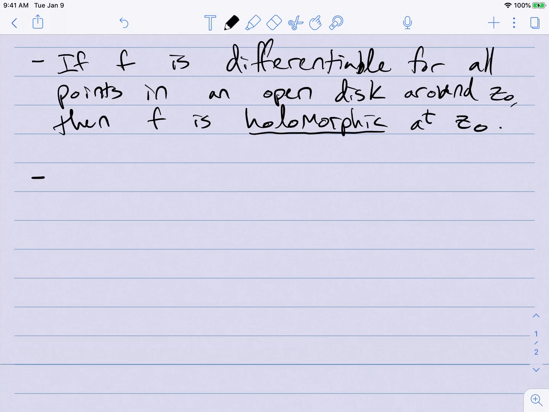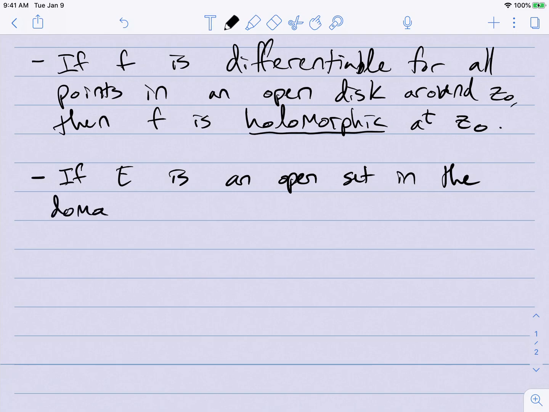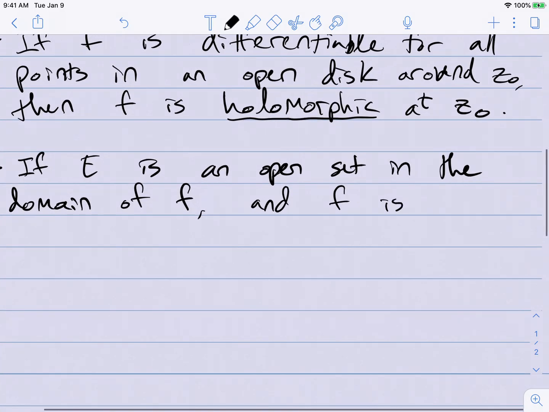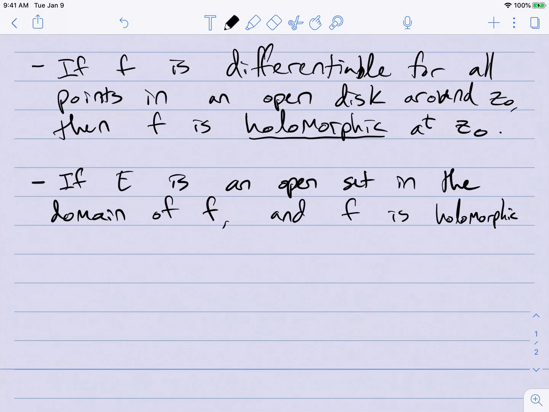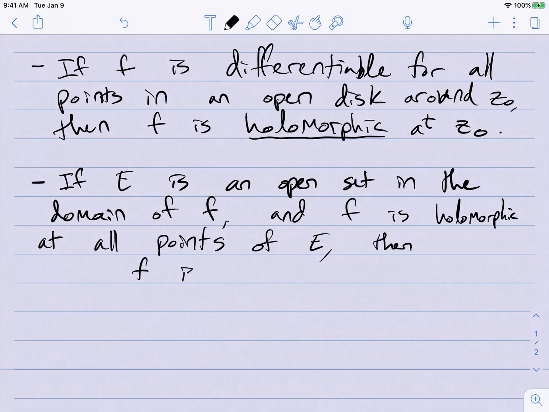Turns out to be really useful. Okay, so if E is an open set in the domain of f, then if f is holomorphic at all points of E, then we'll say that f is holomorphic on E.